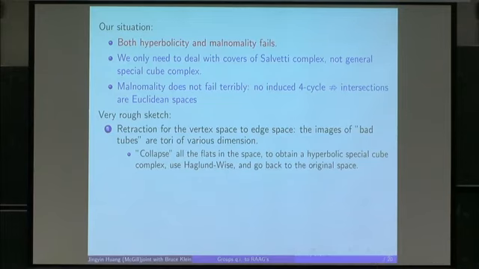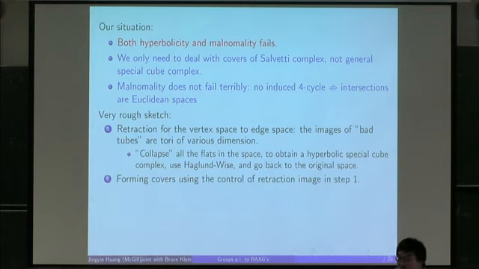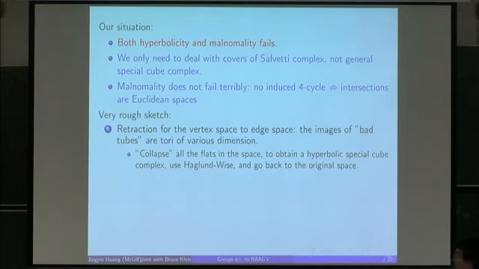So this is the first step. We get control of the retraction image. It's slightly weaker than before. The image is not contractible, but still we know something: they're tori. And the second, when you collapse the flats, are you just getting the associated right-angled Coxeter group, which is then hyperbolic because of the no 4-cycles condition?